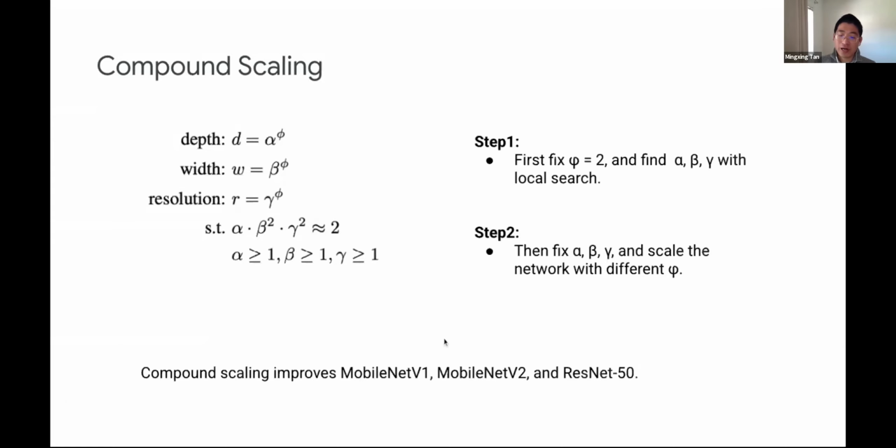So we tried this compound scaling on MobileNet V1, V2, and ResNet 50, and it turns out they all improved accuracy on the target resource constraint.